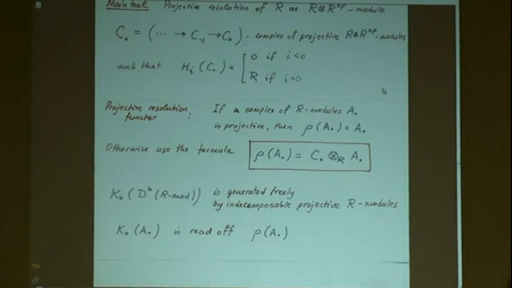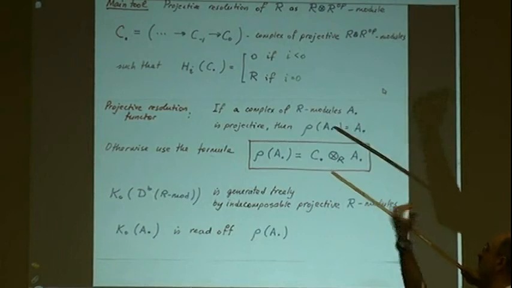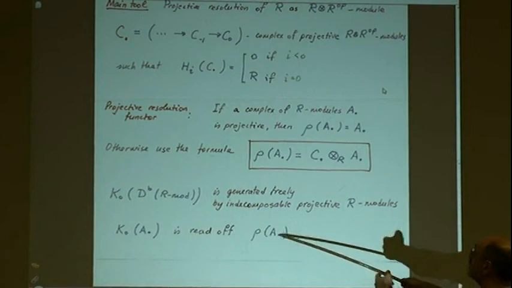So, the K0 of this derived thing is generated freely by indecomposable projectives. Because again, you take an object, which is a complex of modules, and you turn it into a complex of projective modules. Count how many you get, at which place, with which parity, and that's how you compute K0. Just read it off the projective resolution. Count how many projective modules appear.